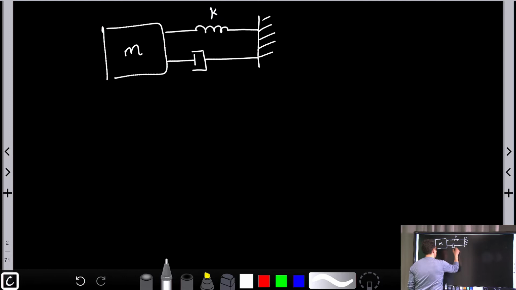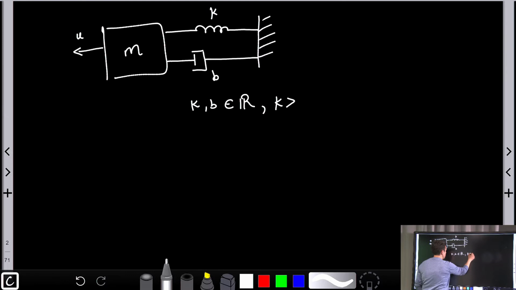Now the mass is not moving right now, but we can always apply a force. So this input force, we will call it U. This is a simple system. It's a system of dimension one, which means that all the constants, k and b, are just real numbers. And also they are necessarily greater than or equal to zero.